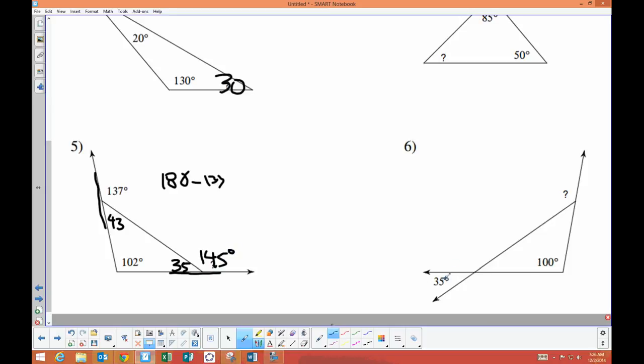Okay, over here we've got something similar. This angle's 35. We need to know what the interior angle is, so it too must be 35 since they're vertical angles. Add these, subtract them from 180 to get this angle, and then find the supplement to get that angle as well.